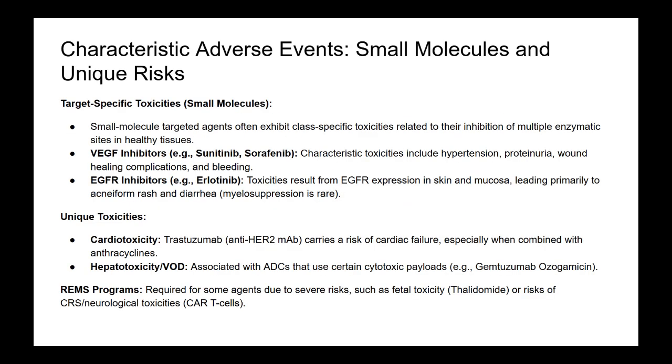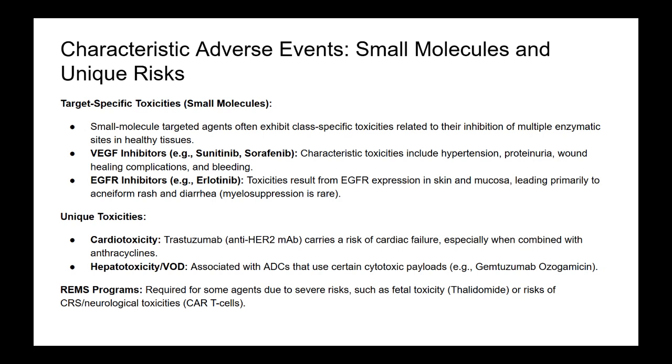Small molecule targeted agents often exhibit toxicities that are specific to their class, generally due to their effects on kinase targets, which are frequently found in healthy tissues. For example, agents that inhibit the vascular endothelial growth factor, such as sunitinib and sorafenib, can cause characteristic side effects including high blood pressure, protein in the urine, complications with wound healing, and bleeding.